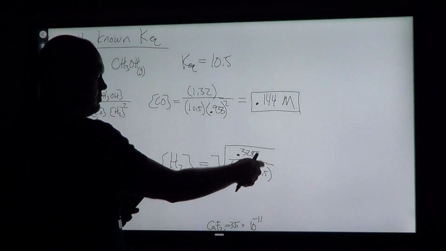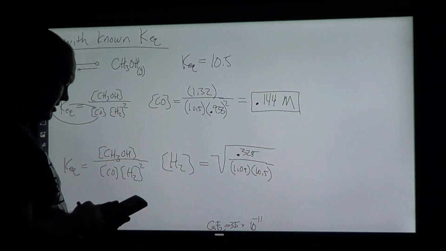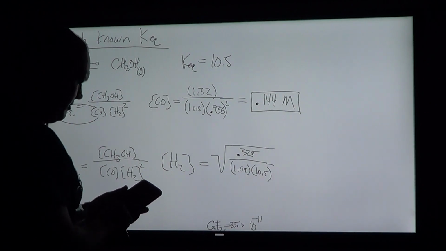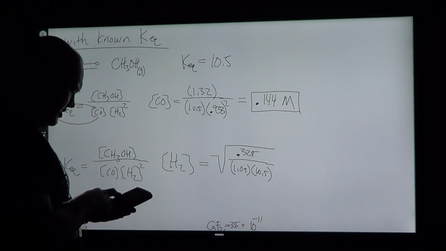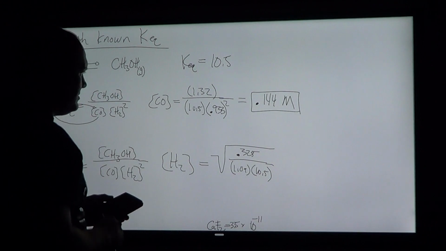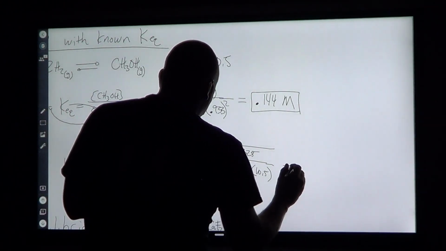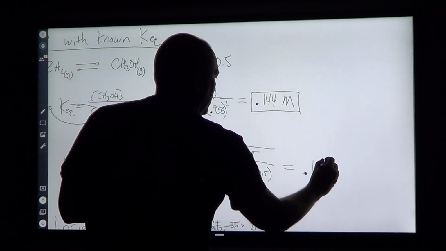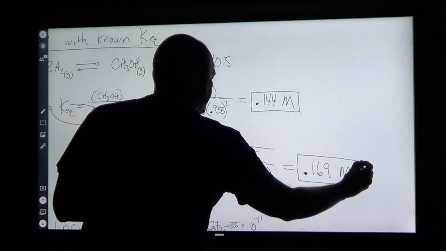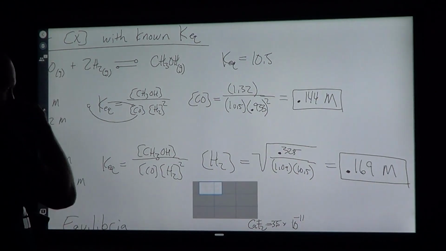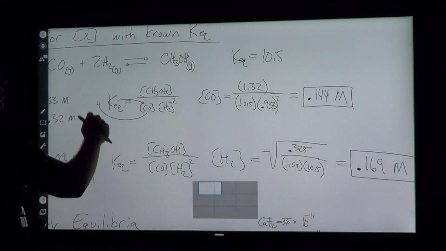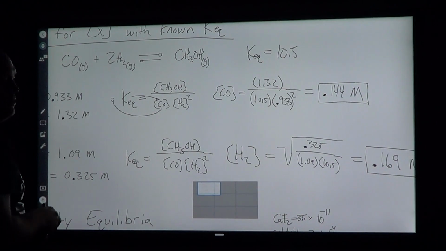You've got to do what's inside the square root first, or if you want to use a bunch of parentheses, you're more than welcome to do that. But to me, it's easier to just do 0.325, divide by 1.09, divide by 10.5, and push enter. Then you can do the square root of that answer, and we get 0.169. And again, it's a concentration, so it's got to be molarity. So that is how you do any of these problems where you know your KEQ value, but you don't know one of the reactants or the products.